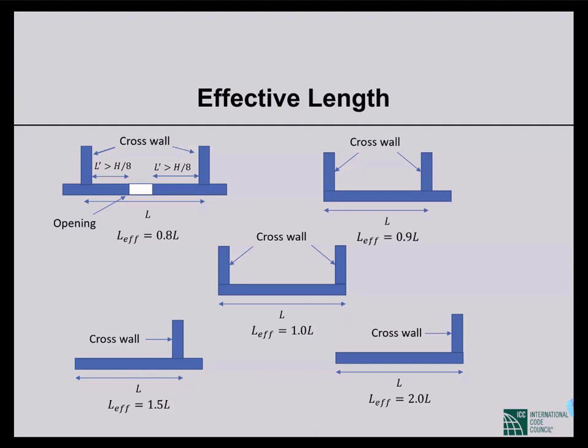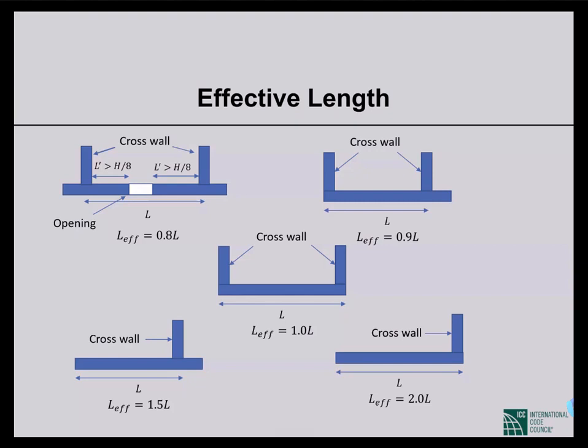Third one is at the middle, where we have cross walls on both ends. Then the effective length will be the length between the cross walls. Fourth case is at bottom left, where we have one free end and the other end is continuous, supported by a cross wall. So in this case, the effective length will be 1.5 times the length of the wall from the free end to the cross wall, location of the cross wall.